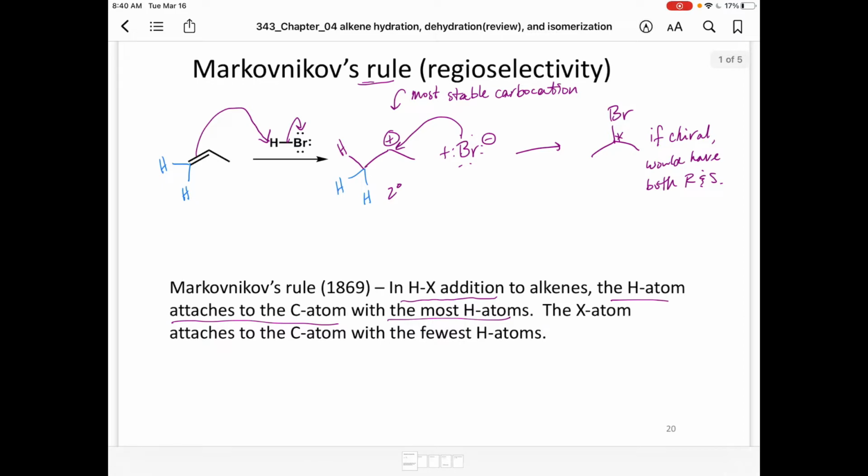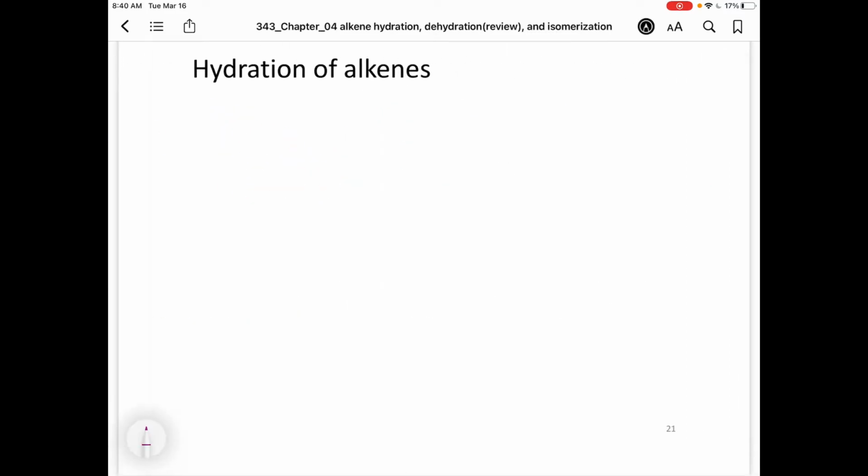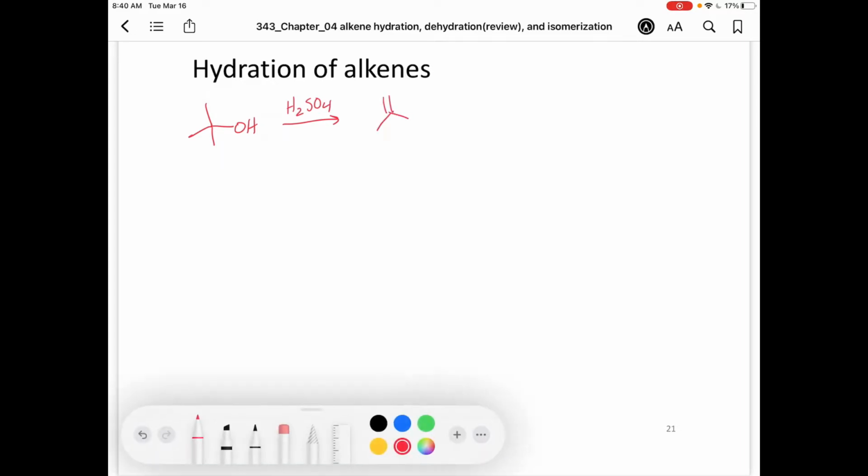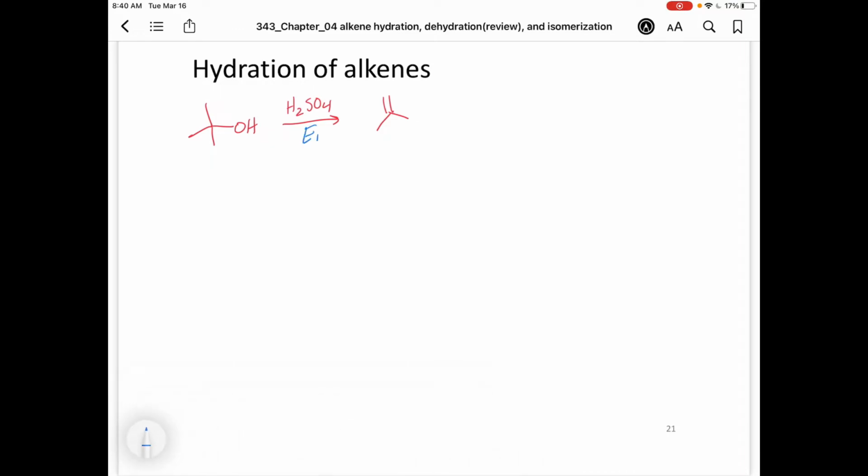Let's now look at a reaction that we have seen before as well, and we're going to learn a new reaction. We know that in the presence of an alcohol, if we have a non-nucleophilic strong acid, we can end up getting the alkene. And this is that E1 reaction that we learned about.